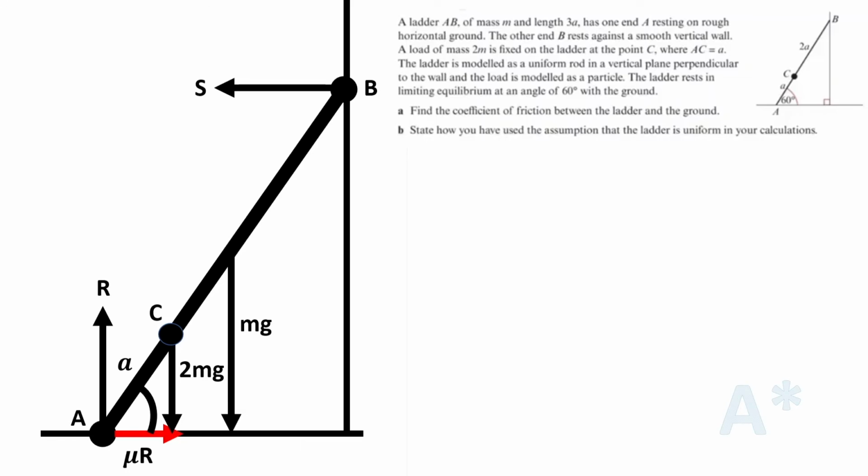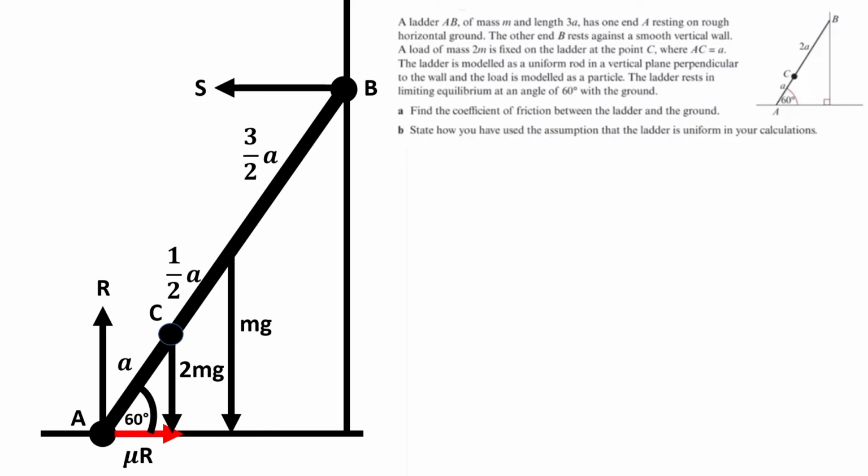Okay, I've got one length on the ladder so far. We know that AC is a. We're told that the ladder is modelled as a uniform rod, so we know that the weight is exactly at the middle of the ladder. Well, if the length of the ladder is 3a, then halfway of the ladder is 3 over 2a, or 1.5a. So I can actually label some of these other lengths as well. Here we have half a, and here we have 3 over 2a. And lastly, we were told that the angle was 60 degrees with the ground.